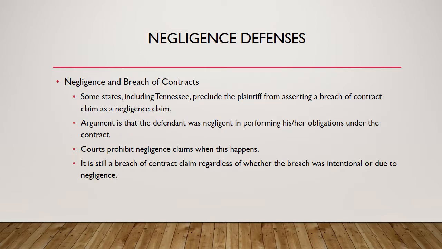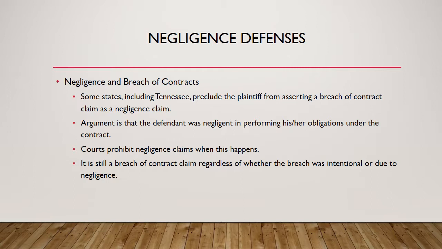So briefly, I think it's important to compare and contrast negligence with breach of contract cases. So we've talked about the breach of contract. You've got to have the valid contract, somebody's got to breach that contract, and you've got to have damages from it. So in some states, and Tennessee is one of these states, the states will preclude a plaintiff from asserting a breach of contract claim as a negligence claim. That means you can't recast a breach of contract claim as a negligence claim.